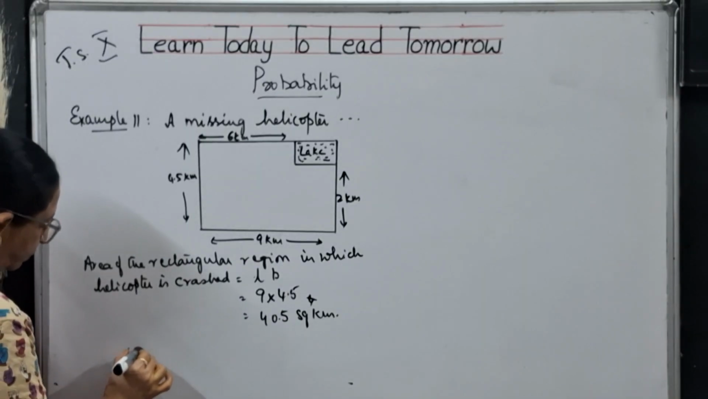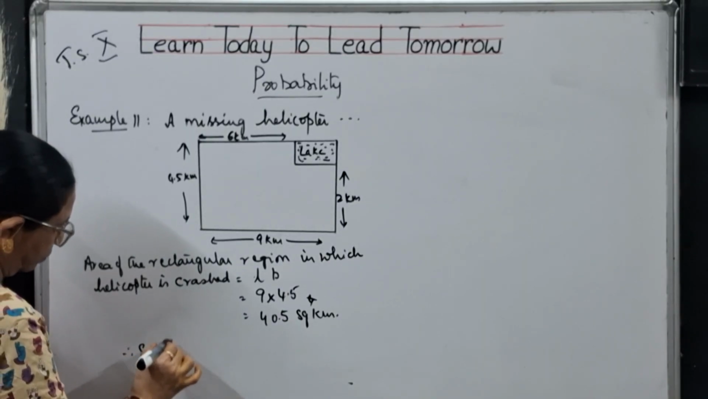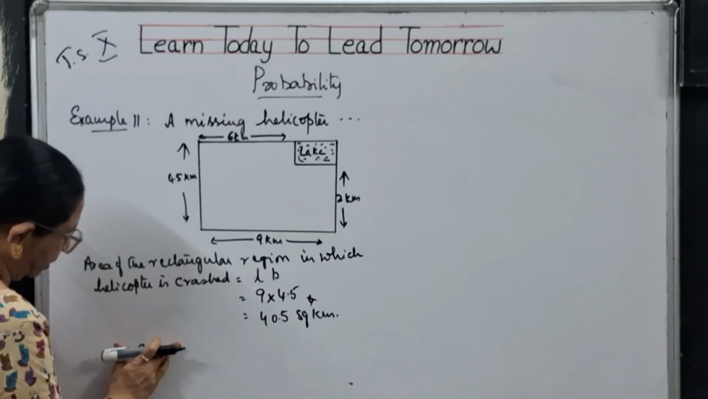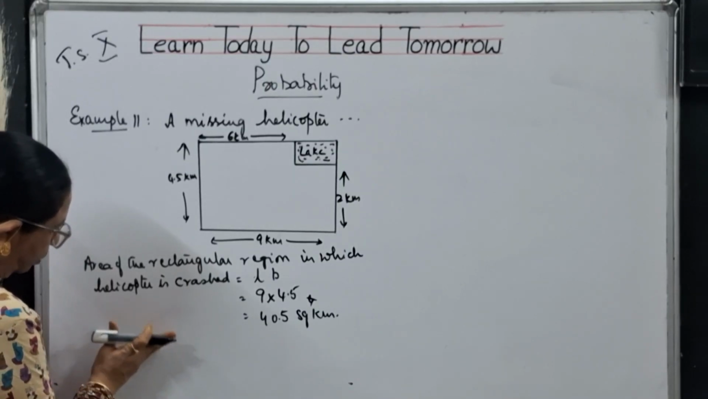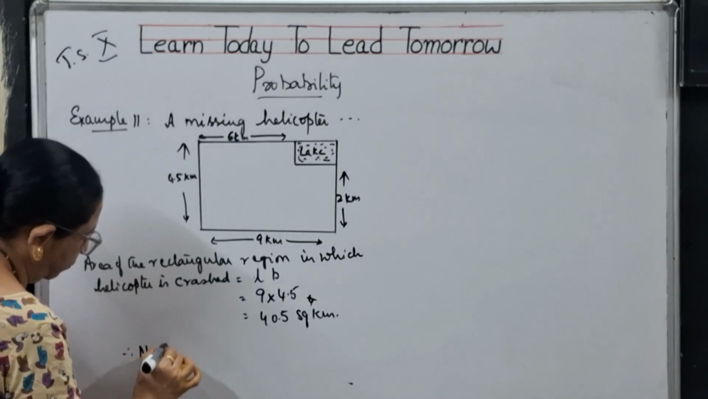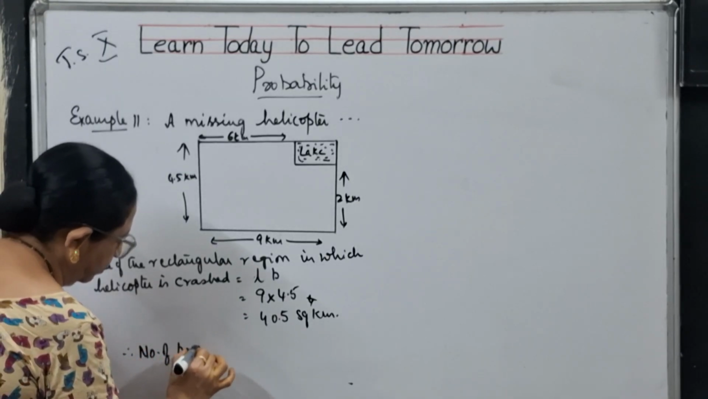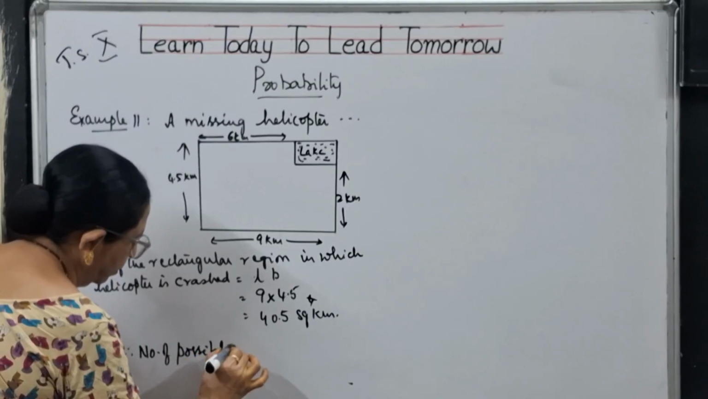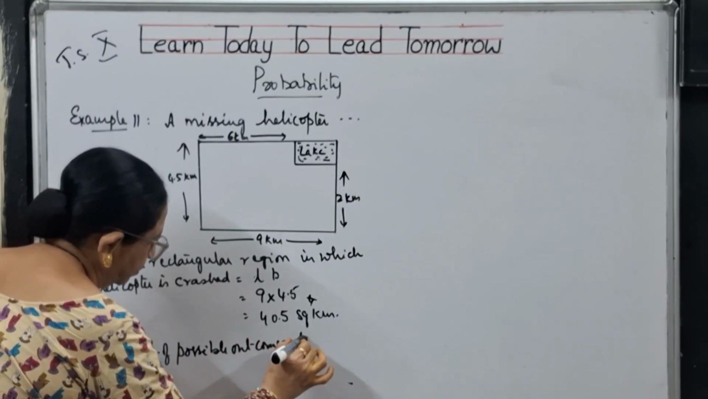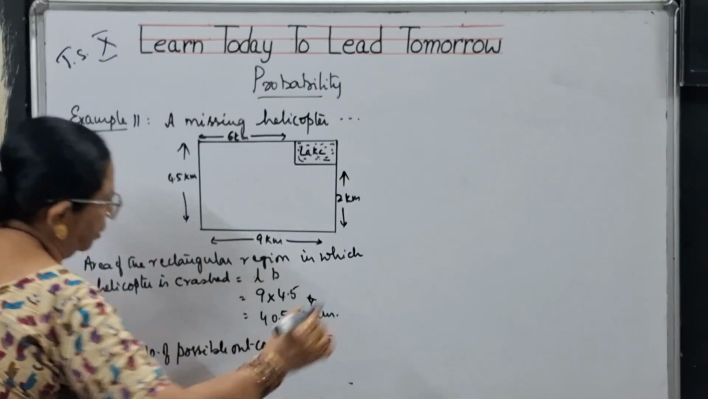This becomes the sample space. Therefore, instead of sample space, I'll write directly the number of possible outcomes. Number of possible outcomes is equal to 40.5.